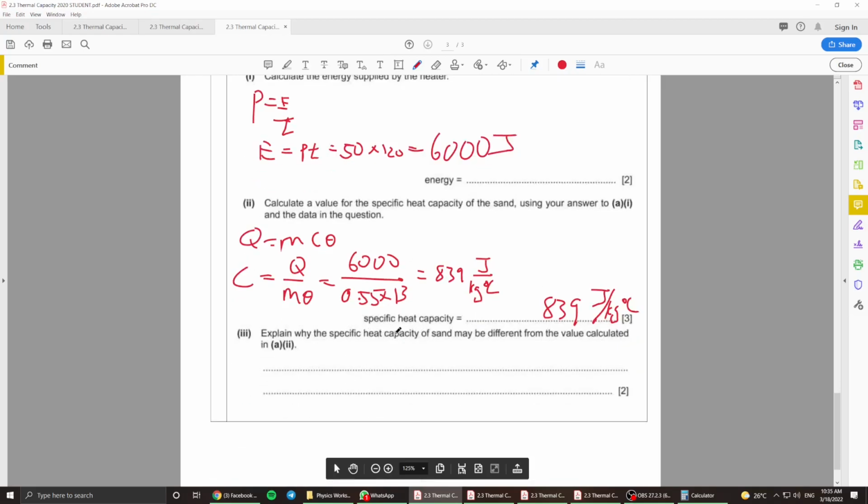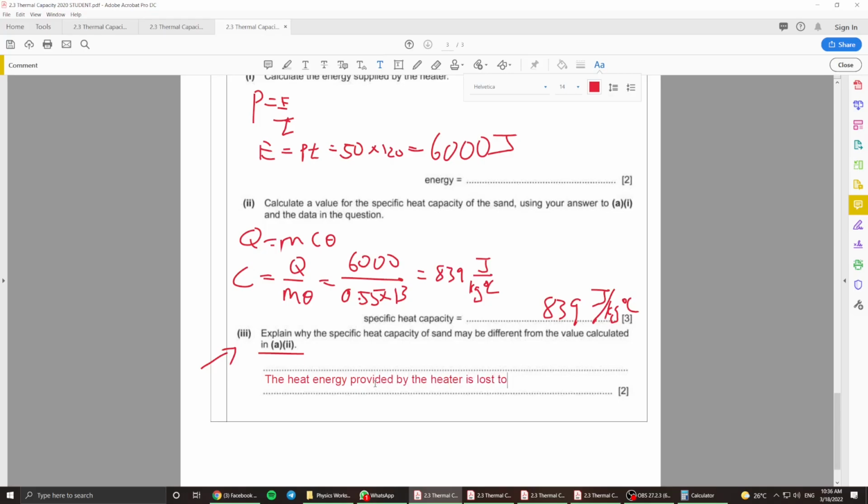And finally, explain why the specific capacity of the sand may be different from the value calculated in A. Yet again, whenever we're dealing with all the heat questions, all these formulas here are assuming a perfect world scenario. The energy will always be less because the energy is lost to the surrounding. So you're going to say something like the heat energy provided by the heater is lost to the surrounding and conducted away. Okay, and this is how you're supposed to answer these questions here.